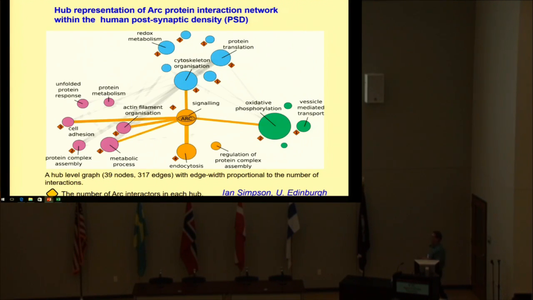So there's a network around ARC, and this then is the ARC protein interaction network in the human postsynaptic density. Just to show the hubs and to highlight the massive interactivity of ARC with other functions of the PSD and the neuron. This was made by Ian Simpson at the University of Edinburgh.